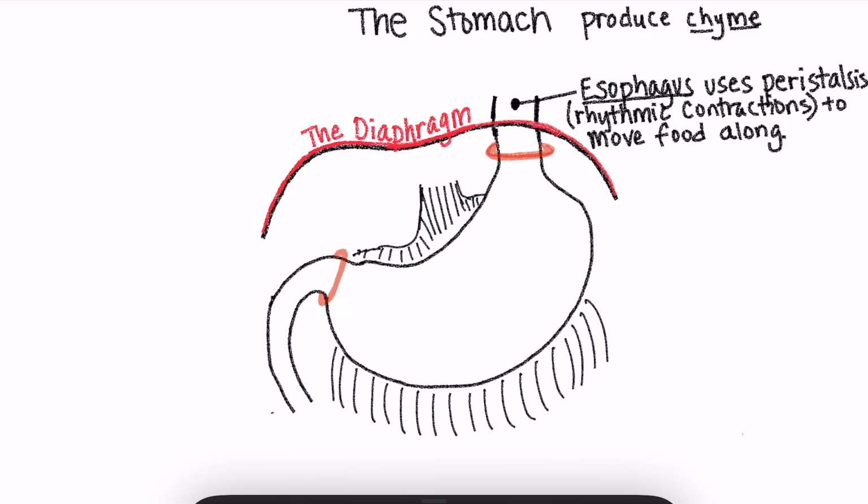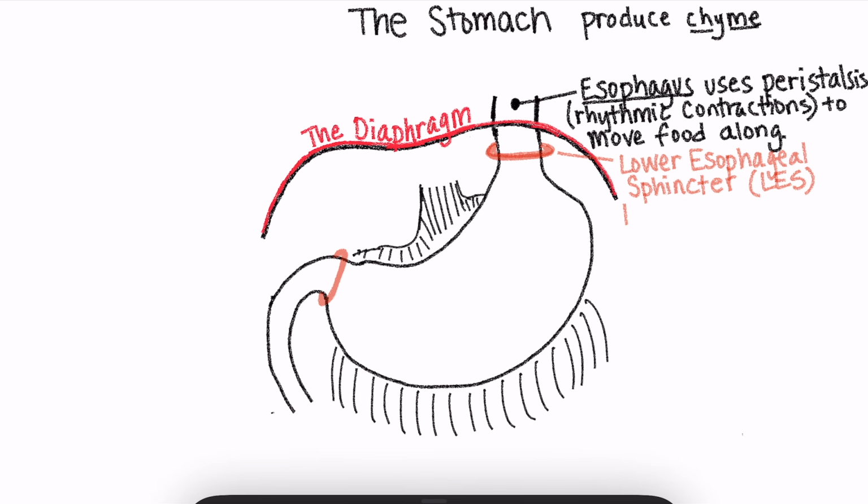This top sphincter is called the lower esophageal sphincter. Sphincters are always circular-shaped, smooth muscles, and sometimes it's called the LES. Now, a lot of textbooks will call this the gastroesophageal sphincter, but clinically you're going to be hearing it called the lower esophageal sphincter much more.